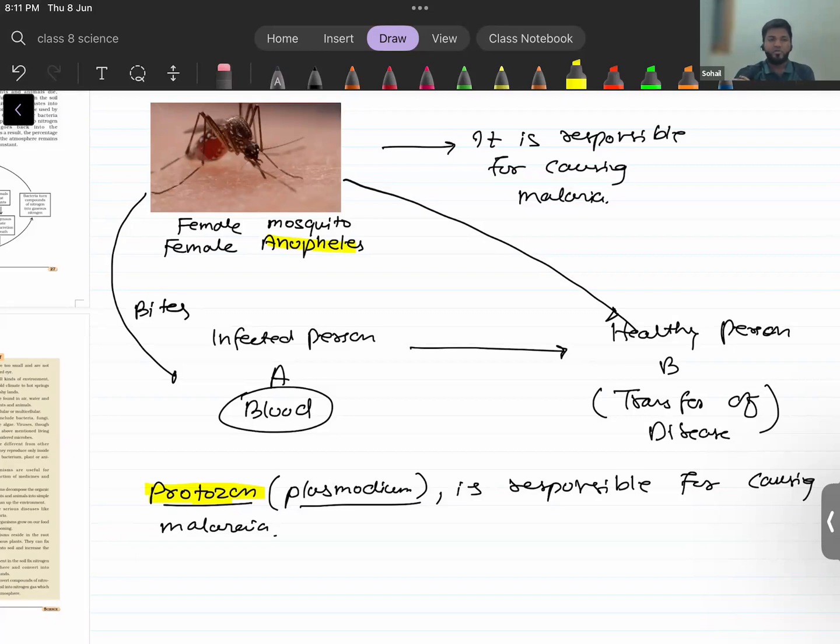Now let's talk about some disease causing microorganisms in animals. There are some diseases which spread to animals also, like foot and mouth disease in cattle. That is also due to microorganisms. There are other diseases like anthrax, which is caused in animals. Even the plants are also infected by certain microorganisms.